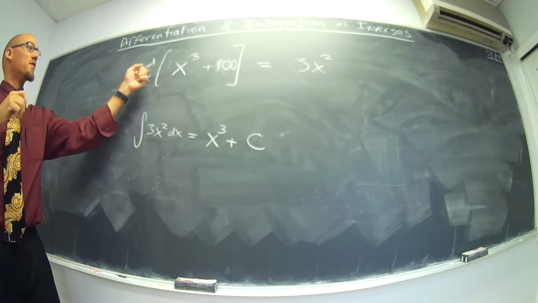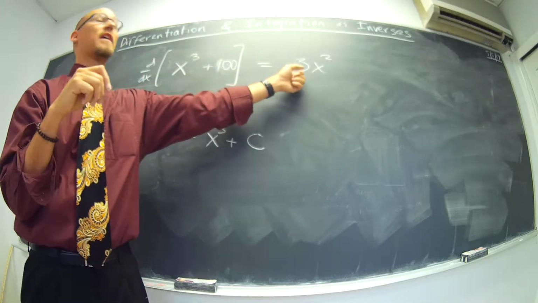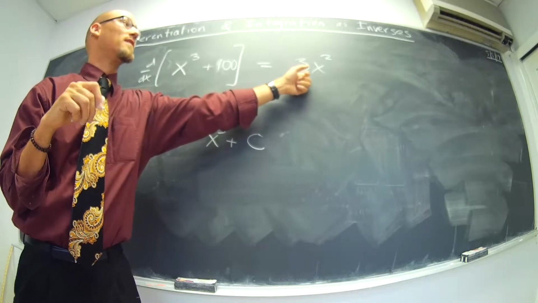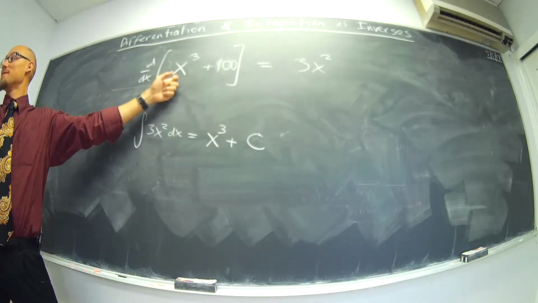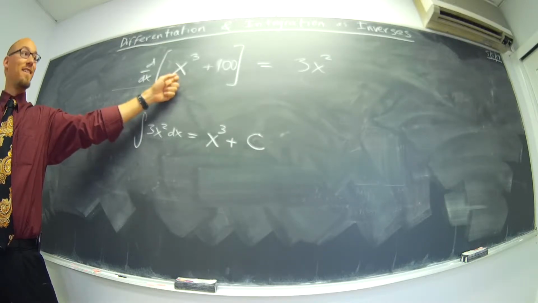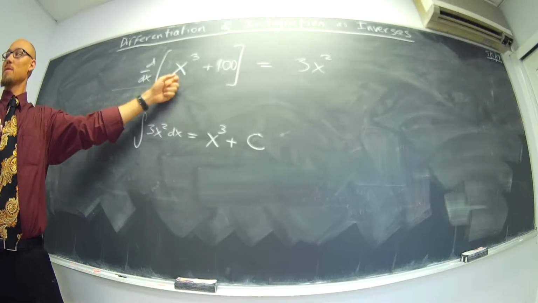So the derivative of x cubed is 3x squared. The antiderivative of 3x squared is x cubed. They're inverses, so we're just reversing it.